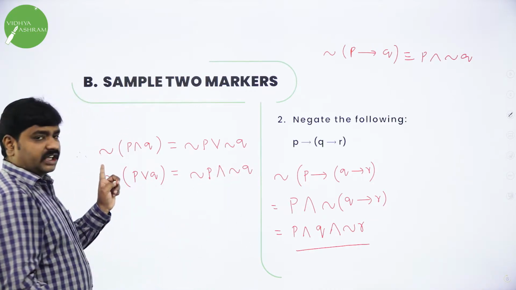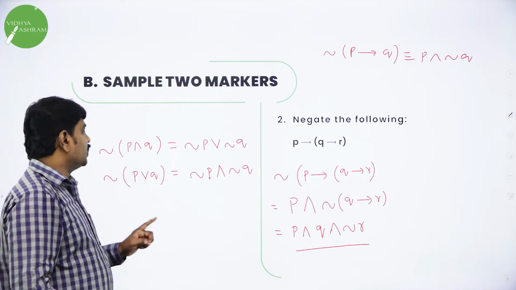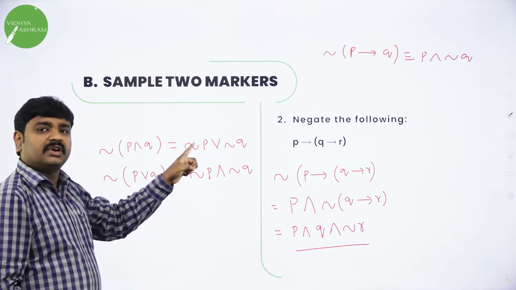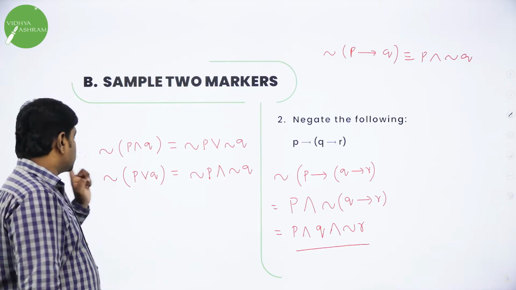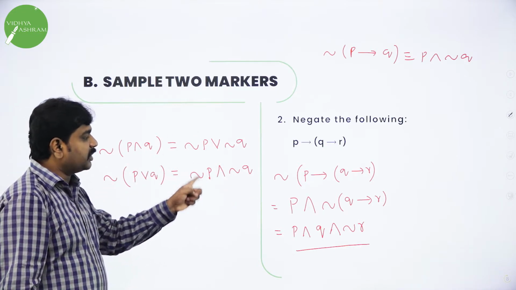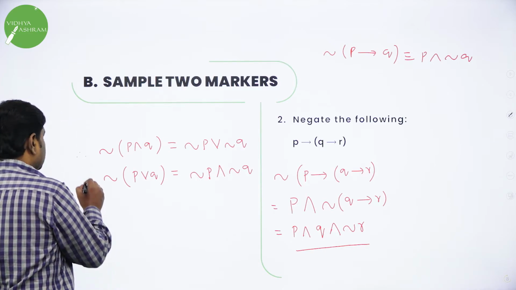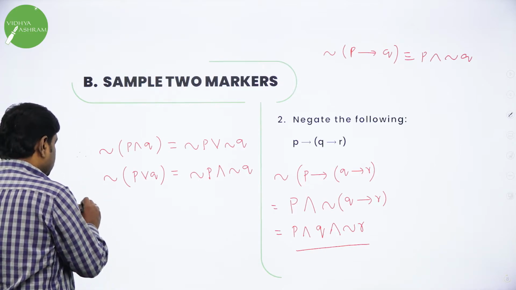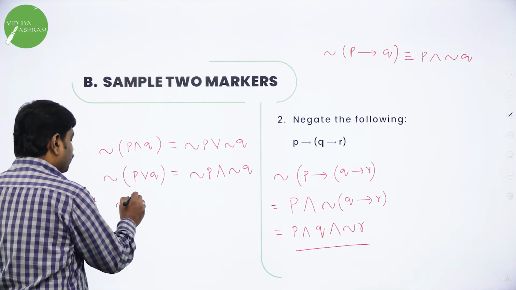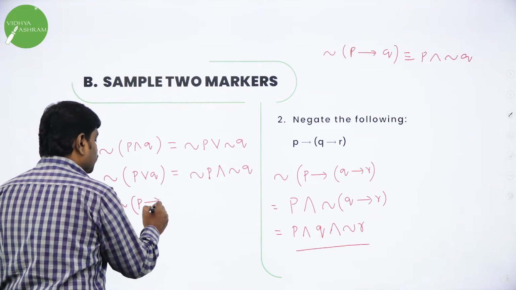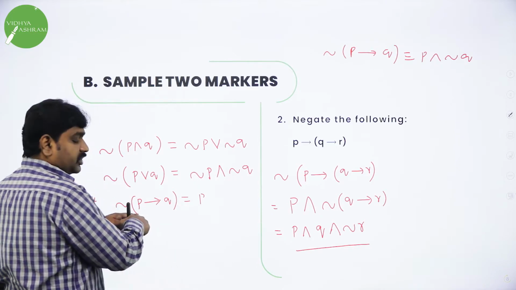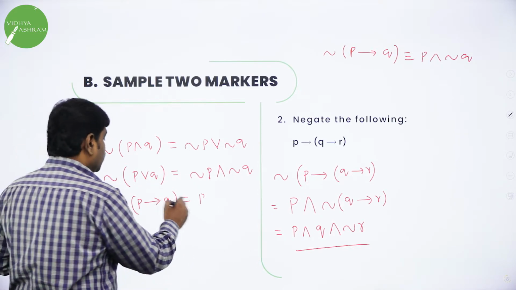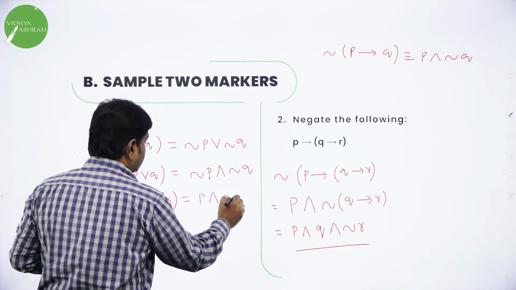Simple. If I take negation inside, AND becomes OR, and each statement individually becomes negated. Negation of P and Q is negation P or negation Q. Similarly, negation of P or Q is negation P and negation Q. But last but important, that is negation of P implies Q. Negation of P implies Q is always equal to P and not Q. So the first statement will not get negated.